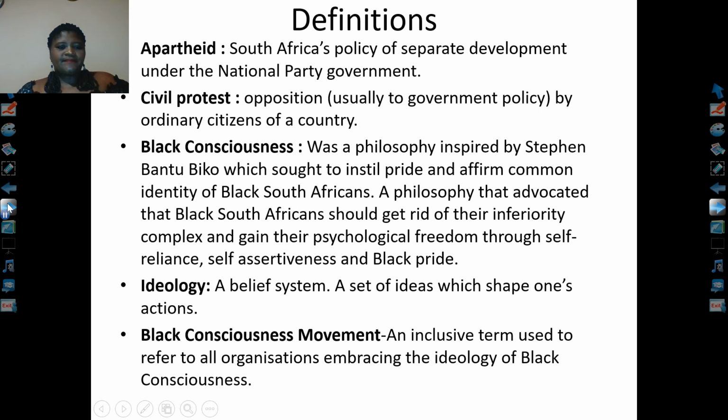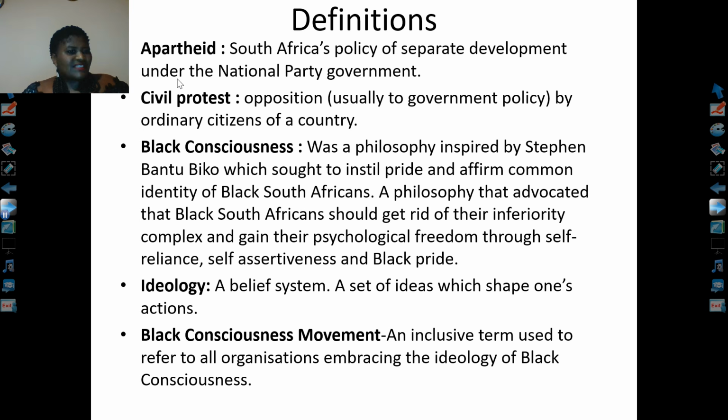So looking at the concepts, when you are given any topic, you would have seen how your teachers approach the topics. They would identify the concepts that you're going to come across in the topic. In each and every question paper that we are given, there will always be one or two concepts that are asked at 2 marks each. So it is important that you highlight all the concepts that you come across in each topic, and then you explain them. They must be contained in your notebooks. For example, we have apartheid, which was South Africa's policy of separate development under the National Party government.